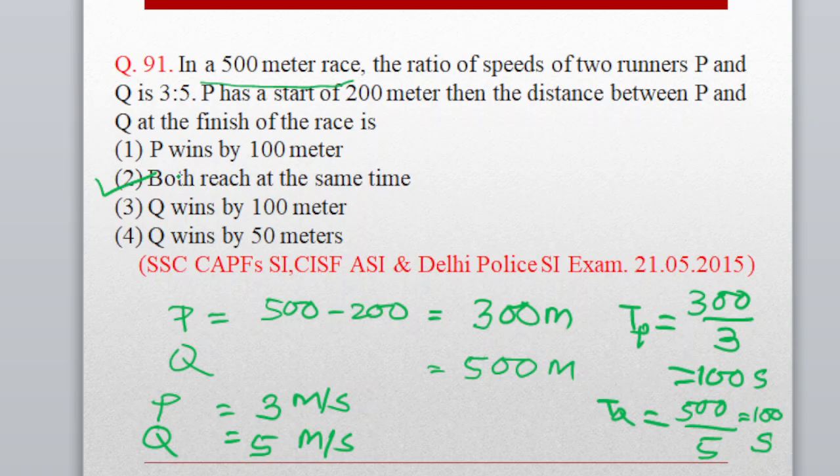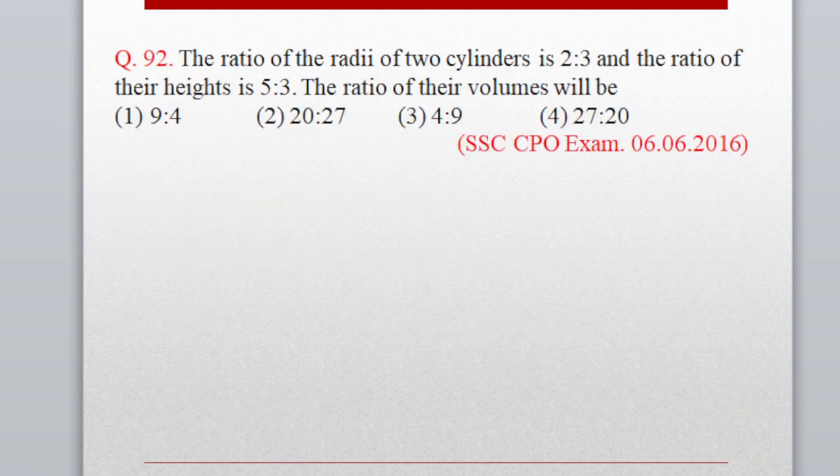Now next question, that is question number 92. Here the ratio of the radii of two cylinders is 2:3 and the ratio of their heights is 5:3. The ratio of their volumes will be dash.